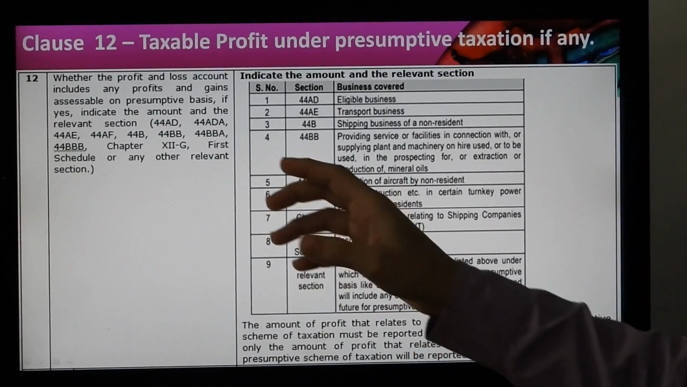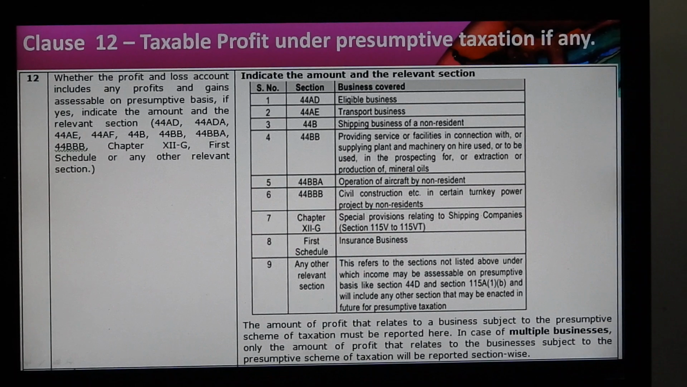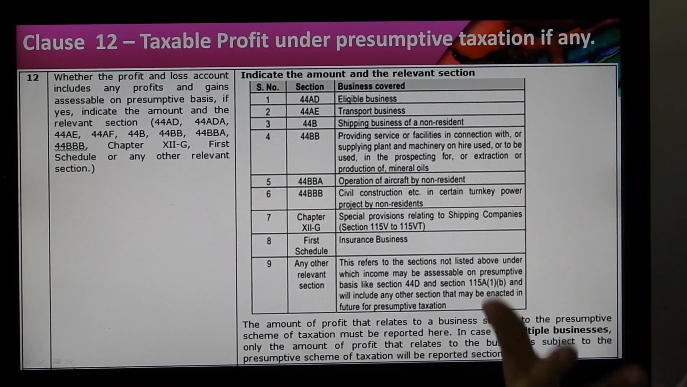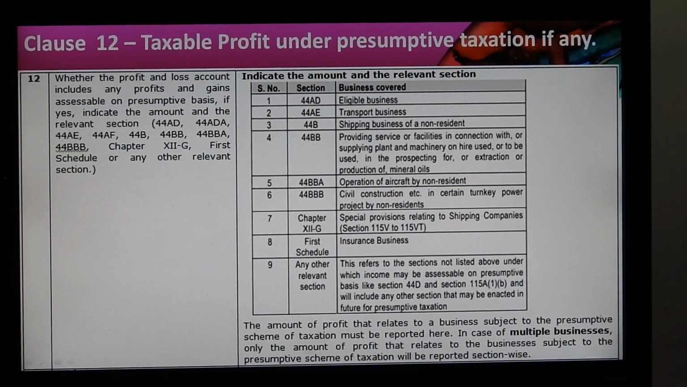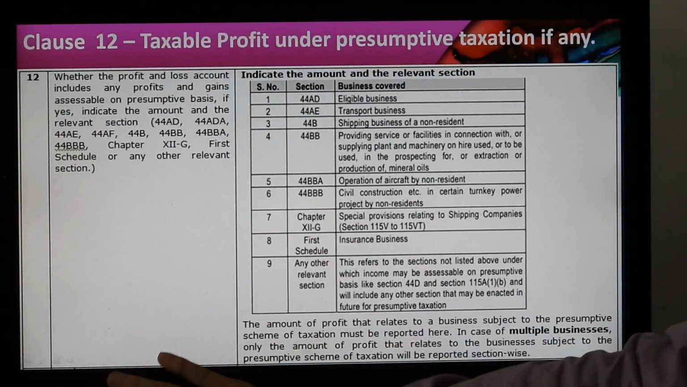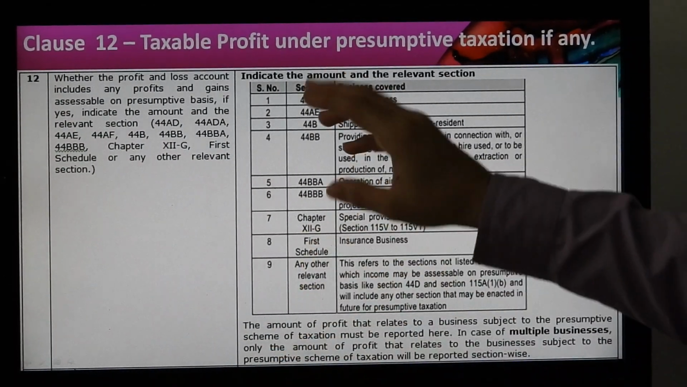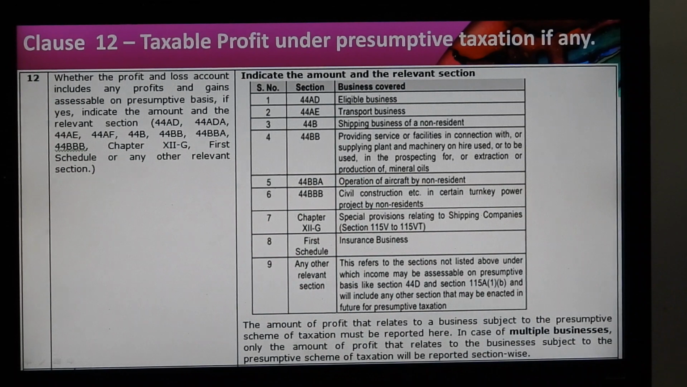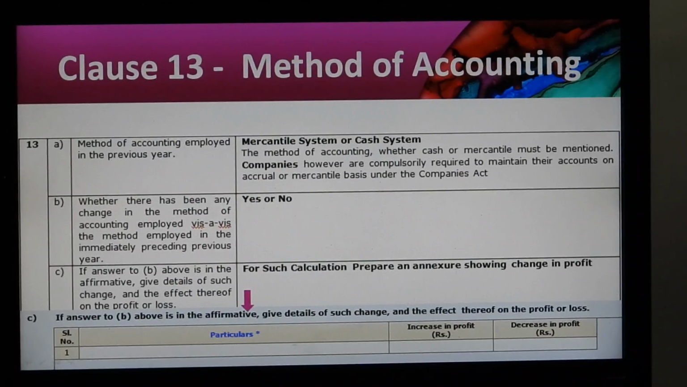Moving on further to clause 12, if there is any income which needs to be taxable under any presumptive taxation system, then you need to mention it in clause 12, and you would get a drop down menu of all the sections which you need to disclose.